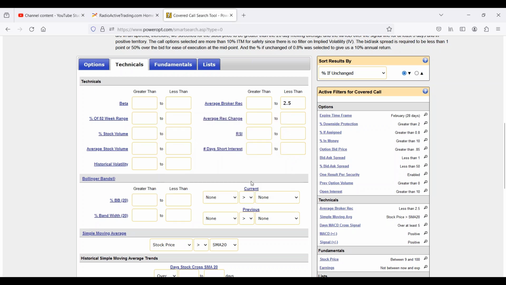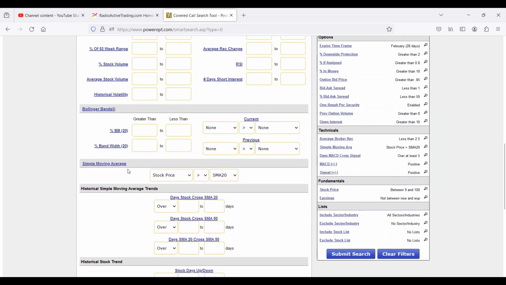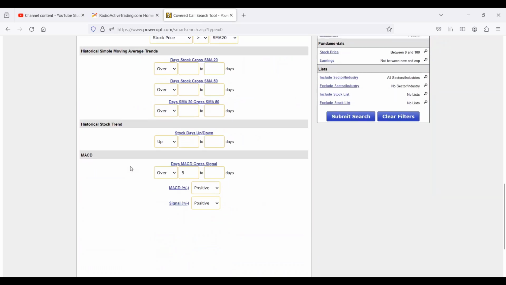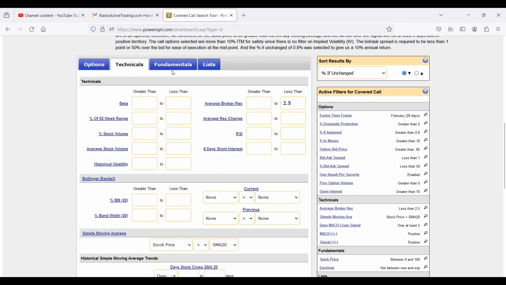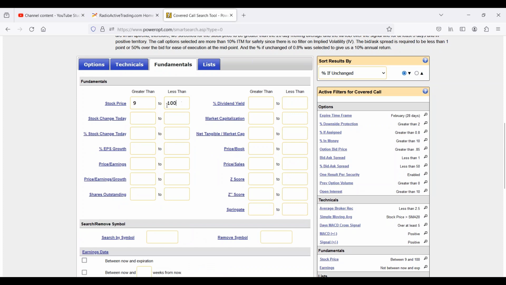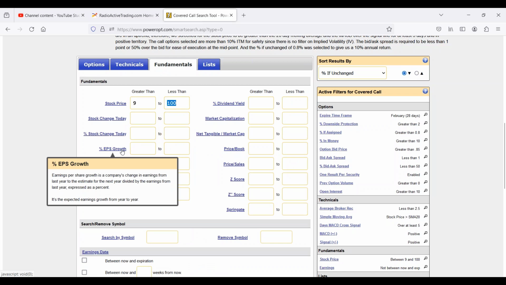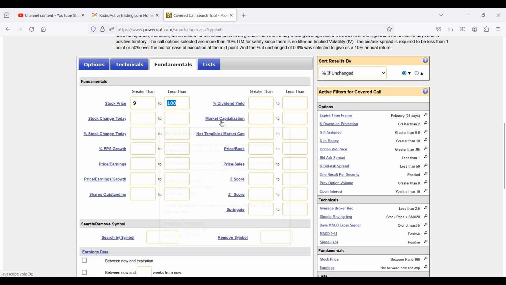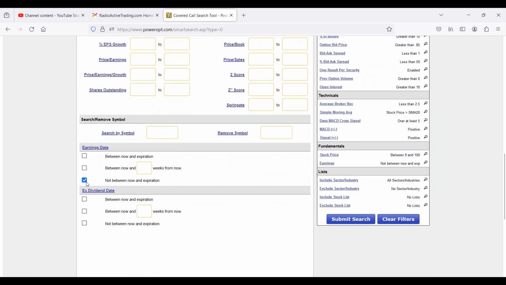Average broker recommendation? Bollinger Band ranges, simple moving average, MACD. What about the fundamentals? What are some things good to use for? Do I want to use a specific stock price range? Do I want to look for specific earnings per share growth, price to earnings, market cap? Does it matter if I do or do not avoid earnings between now and expiration?